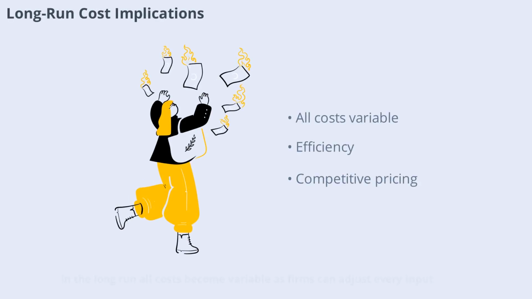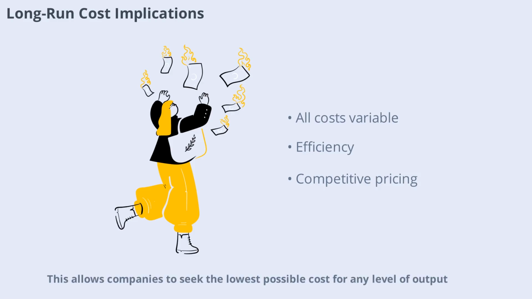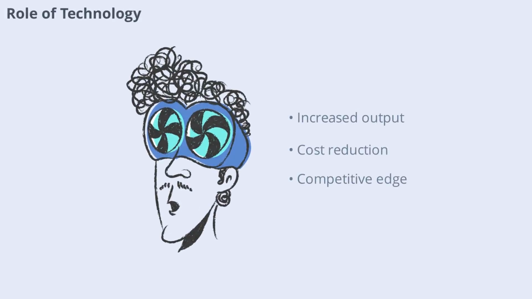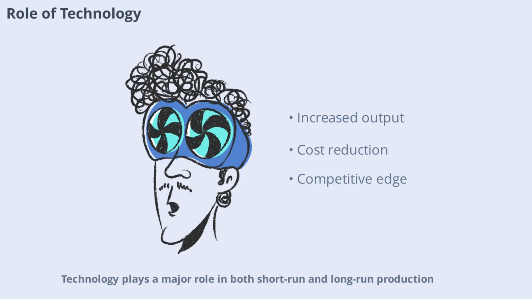In the long run, all costs become variable as firms can adjust every input. This allows companies to seek the lowest possible cost for any level of output, leading to more efficient production and competitive pricing strategies. Technology plays a major role in both short-run and long-run production.